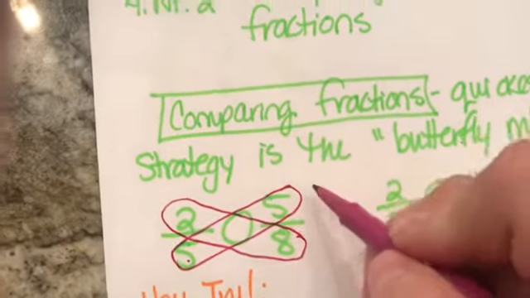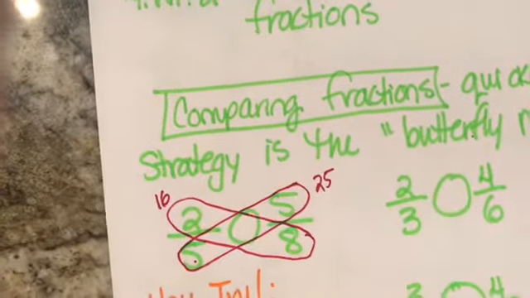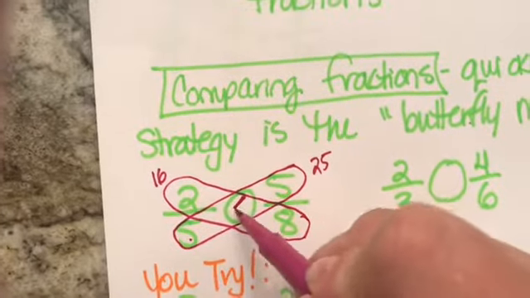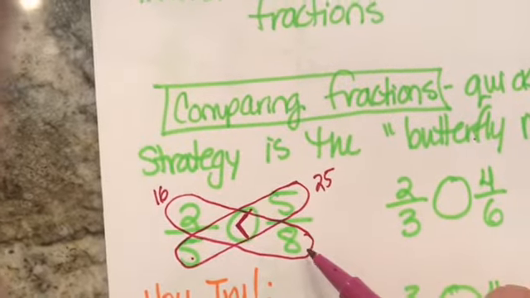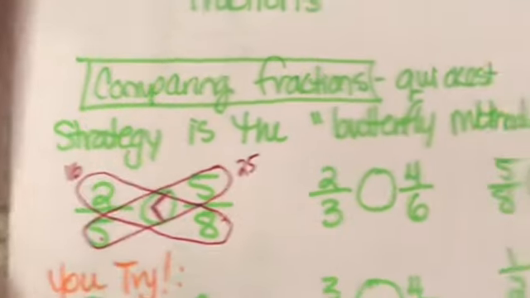So 5 times 5 will be 25, and 8 times 2 is 16. Now once I do that, I'm able to tell that 25 is the larger number, and I can do my alligator mouth in, and I know that 5/8 is the larger fraction. So that way 5/8 is bigger.